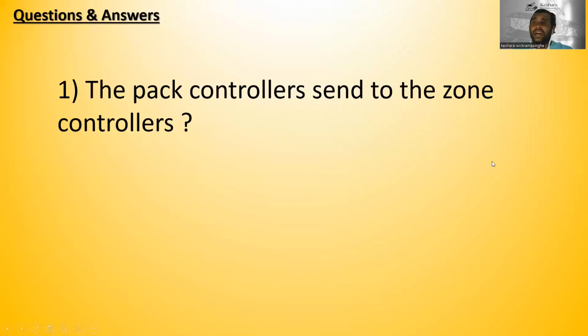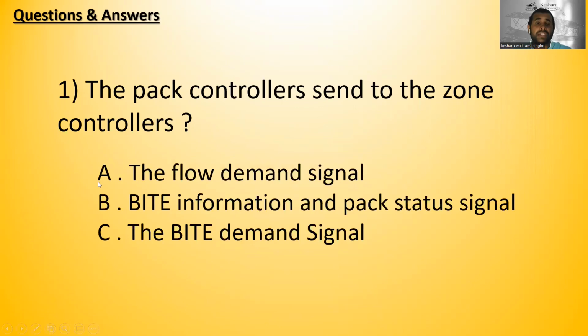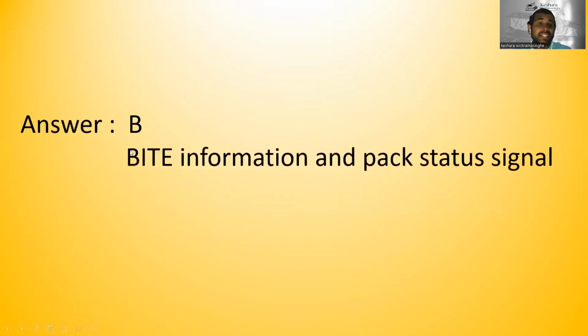That is the end of the lesson, and now let's go to the questions and answers. The first question: the pack controllers send to the zone controllers. Answer A, the flow demand signal; answer B, byte information and pack status signal; answer C, the byte demand signal. What should be the answer? I will give you a few seconds to think. The answer is B, byte information and pack status signal.